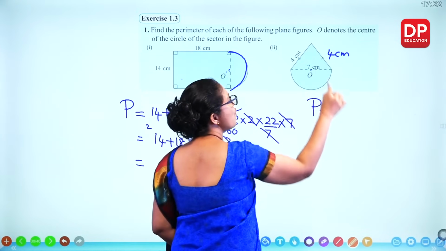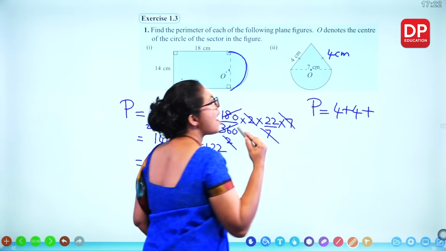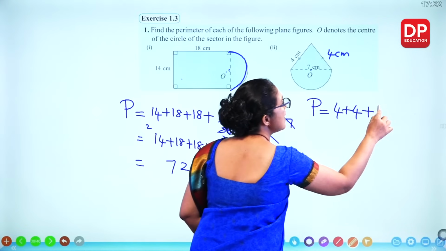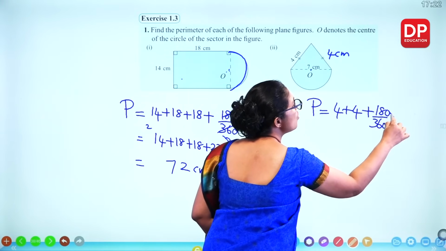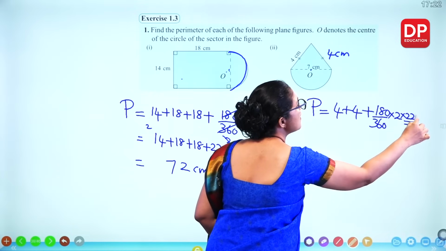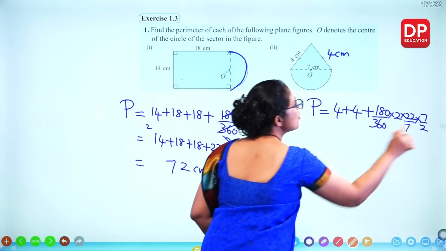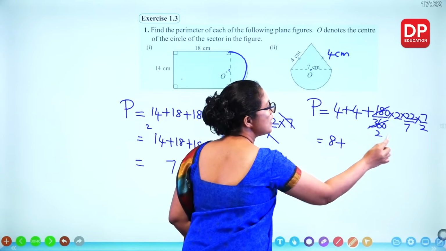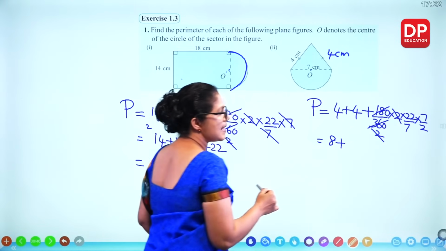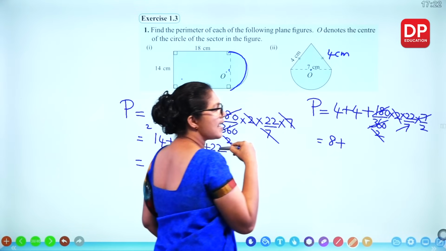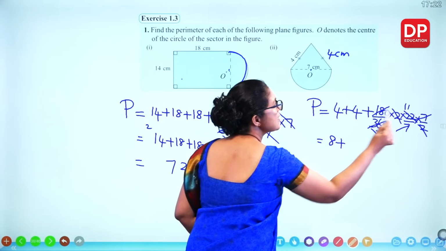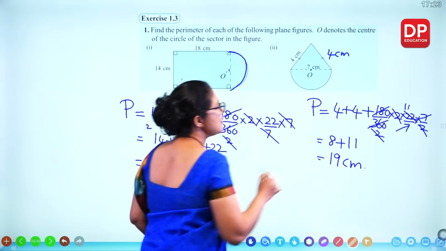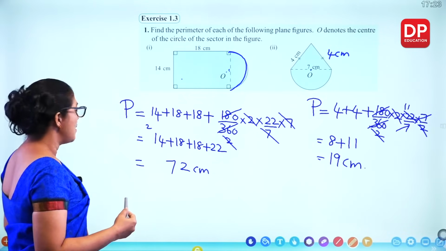Perimeter is equal to 4 plus 4 plus arc length. Arc length: the angle is 180 because this is a semicircle. 180 divided by 360 into 2 pi. Pi is 22 over 7. R is 7 over 2. Now try to simplify this one. 4 plus 4, 8. 180 times 2 is 360. This 2 and this 2 get cancelled out. And here 7 and 7 also get cancelled out. 22 divided by 2, you get 11. So 8 plus 11, what's the answer? You get 19 centimeters as the perimeter of the shaded part.